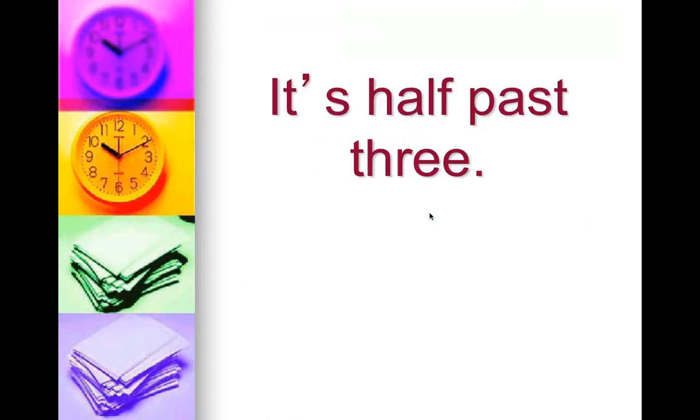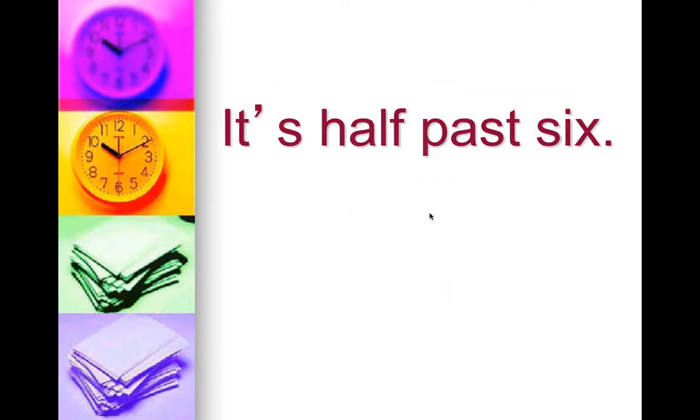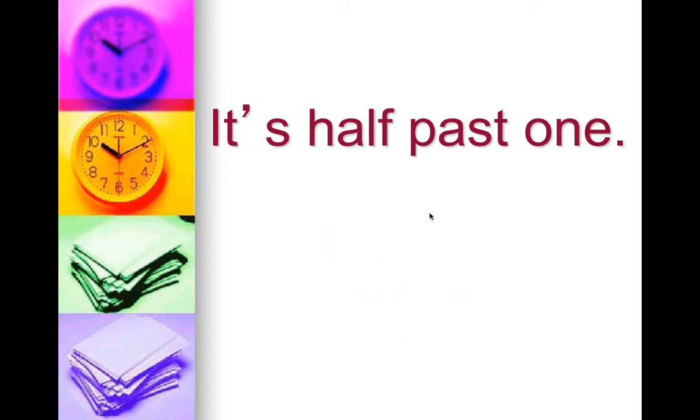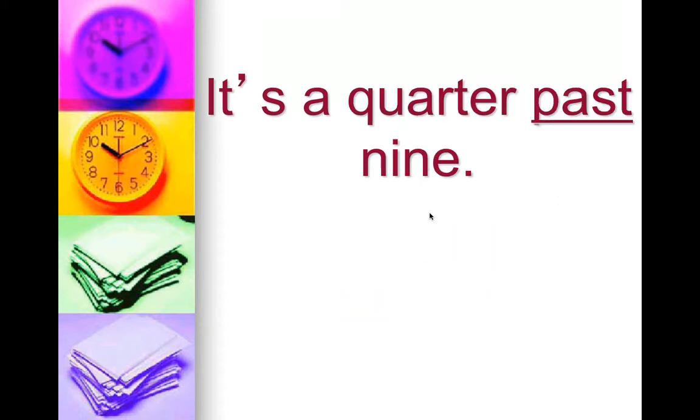¿Cómo se dice it's 3:30? Muy bien, son las 3:30. How about 6:30? ¿Cómo se dice en español? Muy bien, son las 6:30. How would you say it's 1:30? Un poquito más difícil. Muy bien, es la 1:30. It's 9:15.